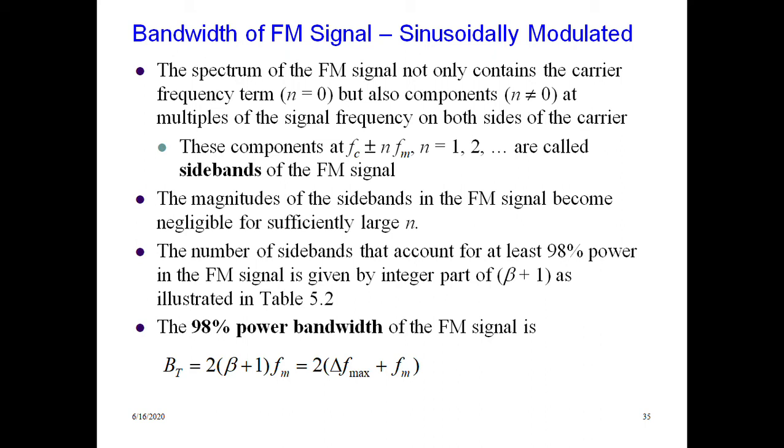How do we find this maximum power, or almost 98% power, bandwidth? It is by measuring beta and also fm. How do we find the maximum bandwidth? By using the frequency 2 multiplied by beta plus 1 multiplied by fm. Or if you want to substitute beta, which is equivalent to delta f max divided by fm, we can also use total bandwidth equal to 2 multiplied by delta f max plus fm. The same.